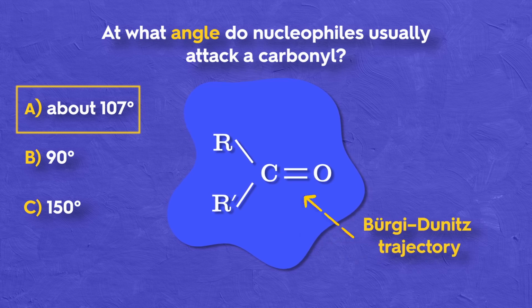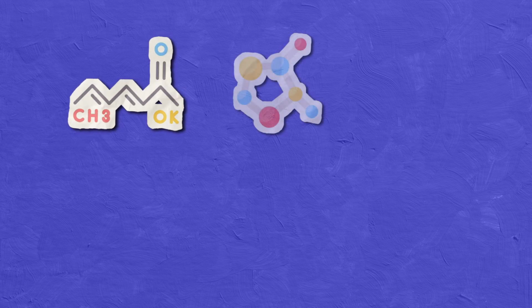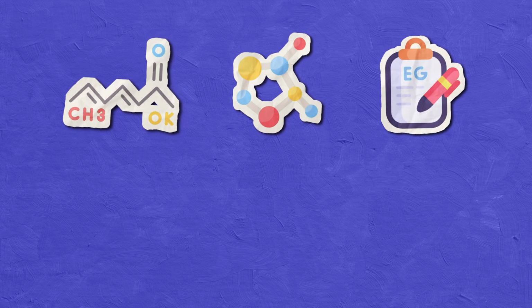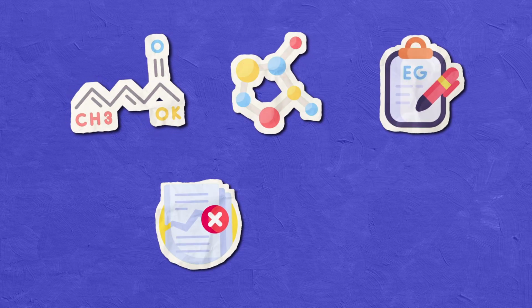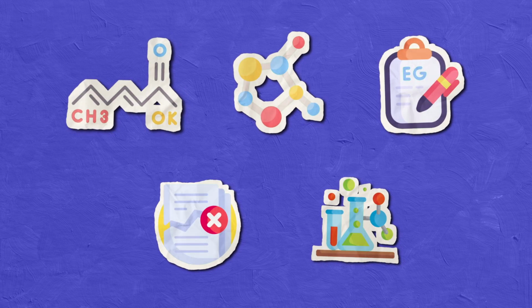That's the Bürgi-Dunitz angle, the preferred path into the carbonyl's lowest unoccupied molecular orbital, or LUMO, to reach the electrophilic carbon. In this video, you'll learn the big idea of nucleophilic addition, see the model that explains it, work 2 classic examples, avoid common pitfalls, and compare the reactivity of aldehydes versus ketones.